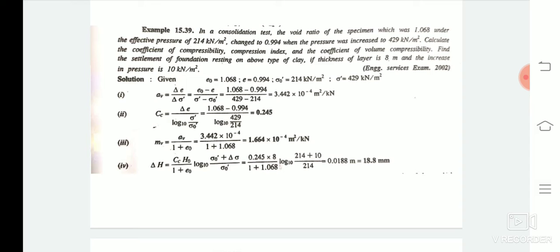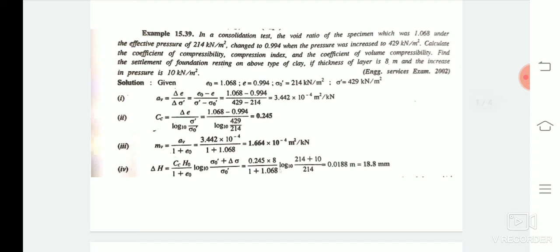Next is the coefficient of volume compressibility. So what is the coefficient of volume compressibility? m_v is given by a_v divided by 1 plus e naught, where we have already found out the value of a_v as 3.442 times 10 to the power minus 4. So substituting this value and the value of the initial void ratio, we are getting the value of m_v as 1.664 times 10 to the power minus 4 meter square per kilonewton.